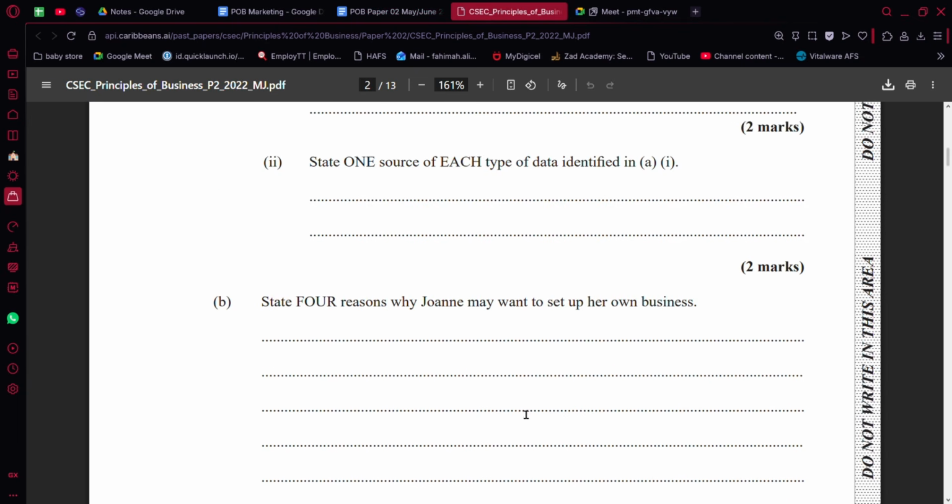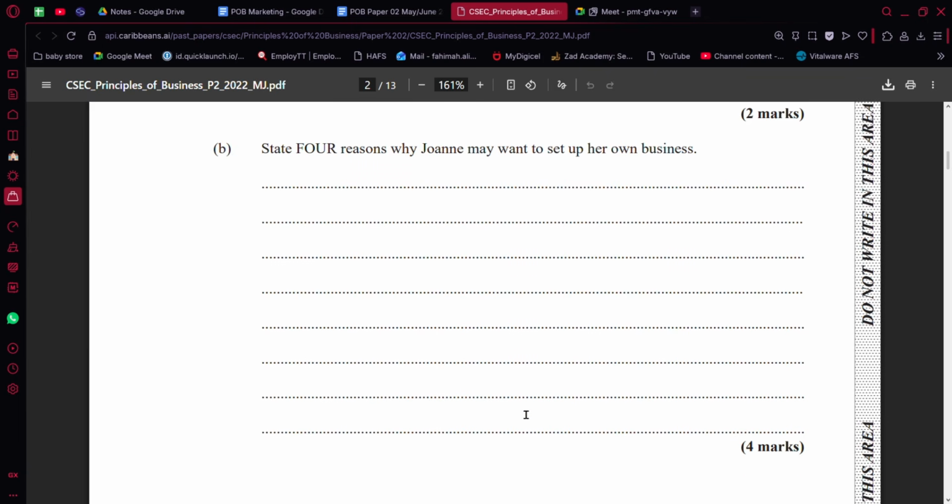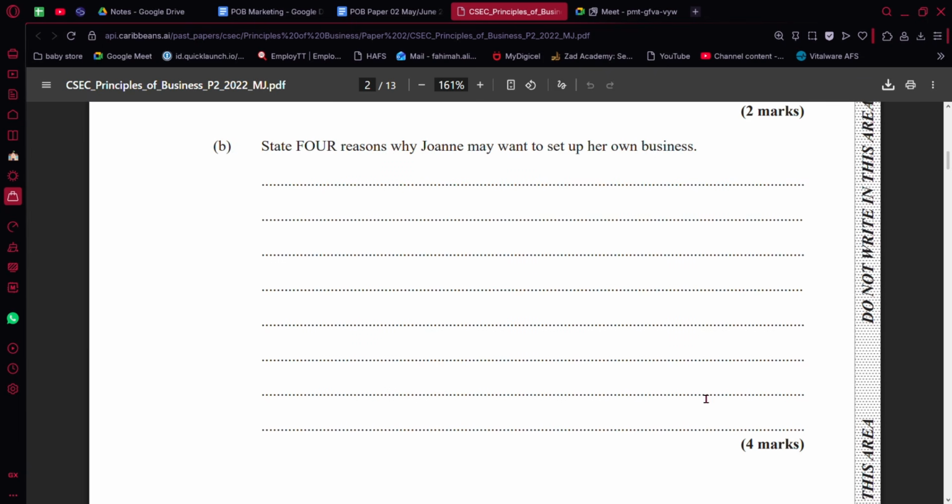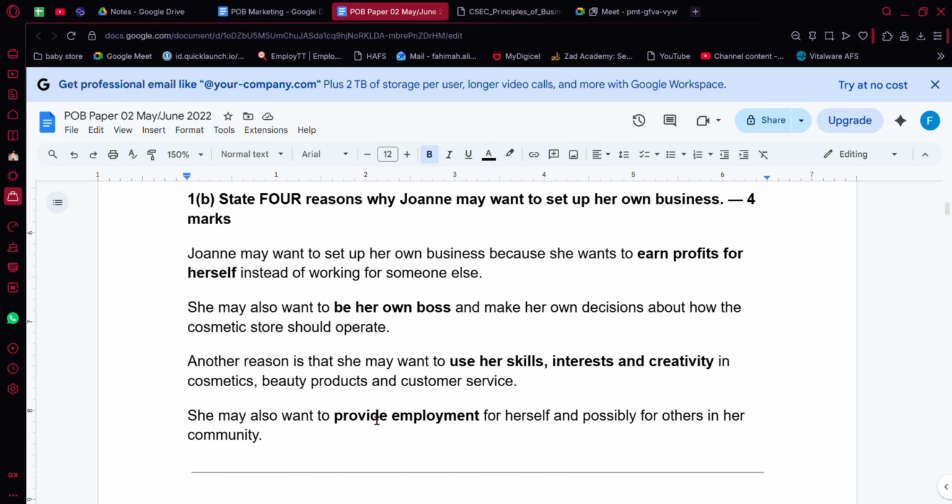Our next question is, state 4 reasons why Joanne may want to set up her own business. And as it is 4 marks for 4 reasons, we don't need to go too in-depth. We just need to state in 4 sentences our 4 reasons. So Joanne may want to set up her own business because she wants to earn profits for herself instead of working for someone else. She may also want to be her own boss and make her own decisions on how the cosmetic store should operate. Another reason is that she may want to use her skills, interests, and creativity in cosmetics, beauty products, and customer service. She may also want to provide employment for herself and possibly for others in her community.